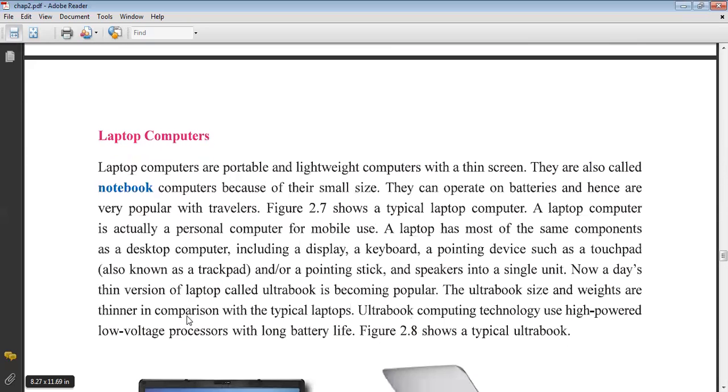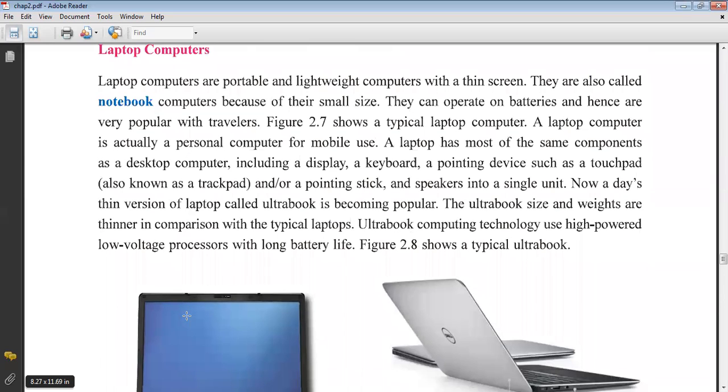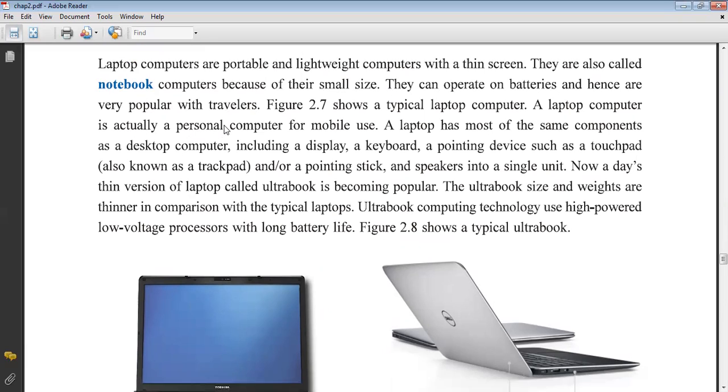Laptop computer. You all are aware of the laptop computer. Laptop means we are able to carry it anywhere we want to work. Laptop computers are portable and lightweight computers with a thin screen. They are also called notebook computers because of their small size. They can operate on batteries and hence are very popular with travelers.